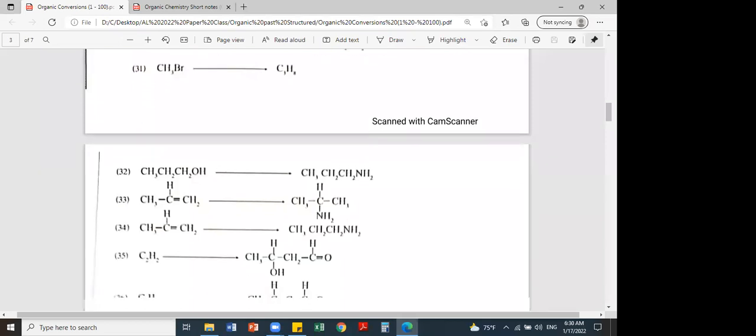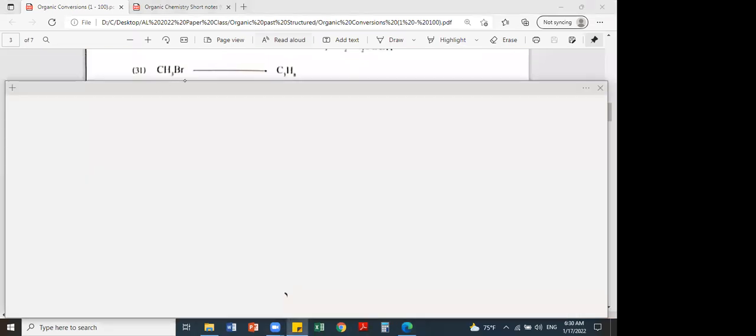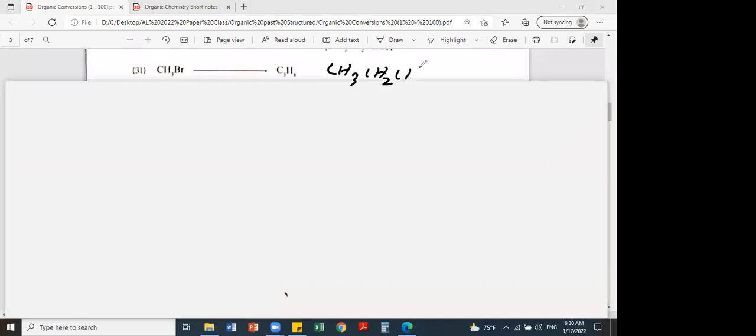Right. Number 31. Can you pause the answer? So here it becomes CH3CH2. The carbon chain is again increased by one carbon. This is CH3Br, and CH3Br has to become C3H8.